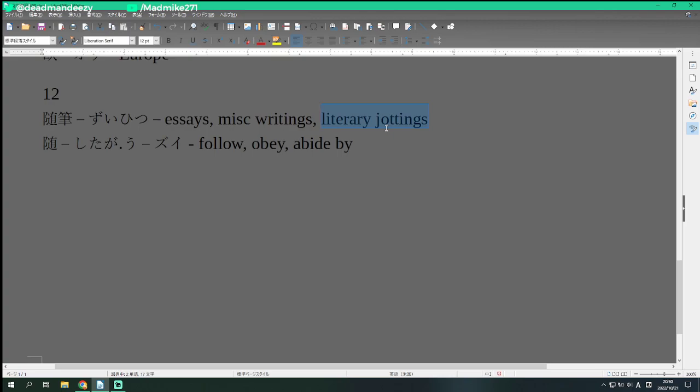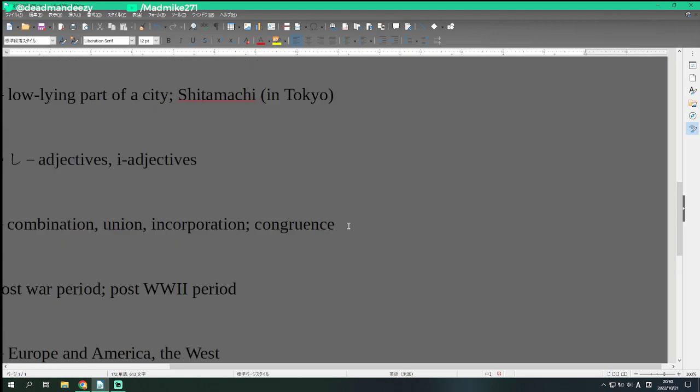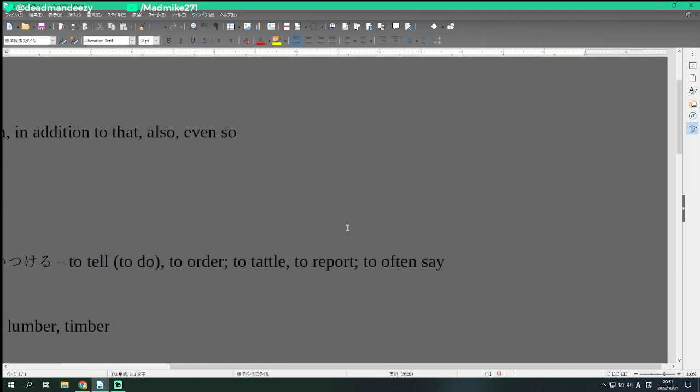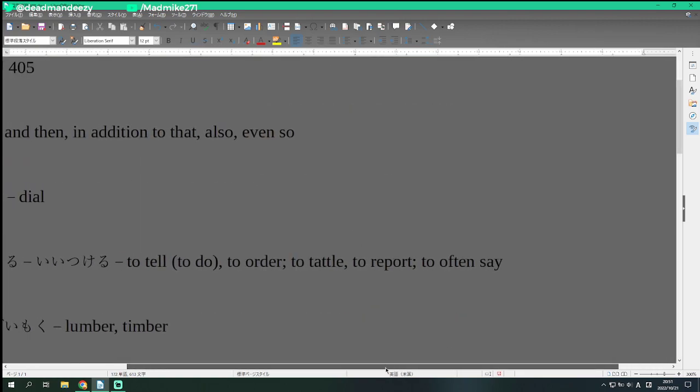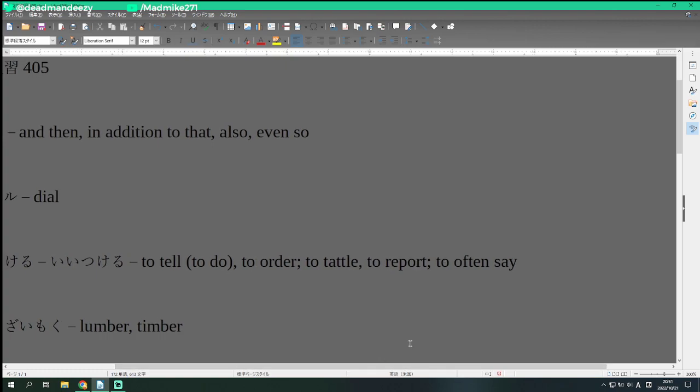Zui hitsu. Let's go back to the top, make sure we've got all these cemented in our mind for right now. Remember, they're not memorized yet. You're going to have to make some flashcards and immerse yourself to get the full deal out of this. Our first word was and then, in addition to that, or also, with soreto. Soreto. No kanji, just soreto in hiragana.